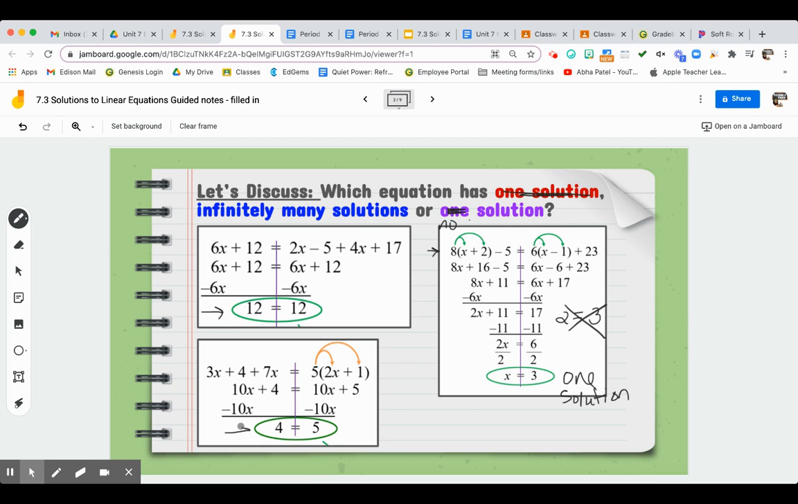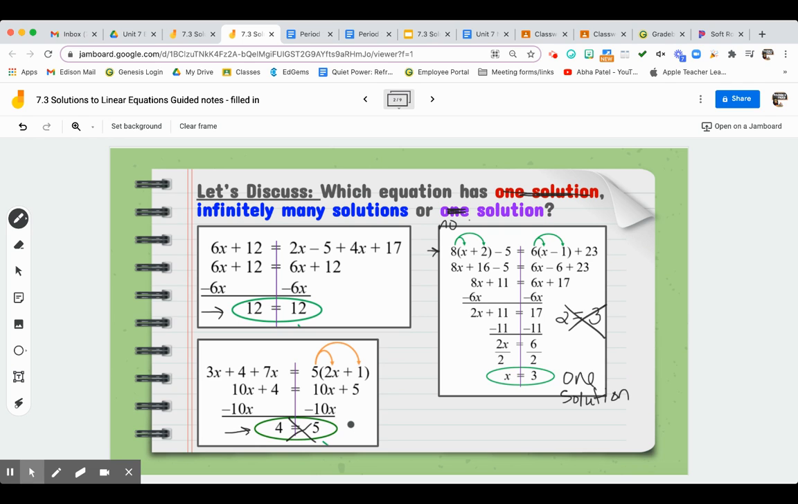12 equals 12 and 4 equals 5. Which one of them makes no sense? We kind of just talked about it. 4 equals 5 makes no sense. 4 does not equal 5. When you solve this and you're getting 4 equals 5, this is incorrect.